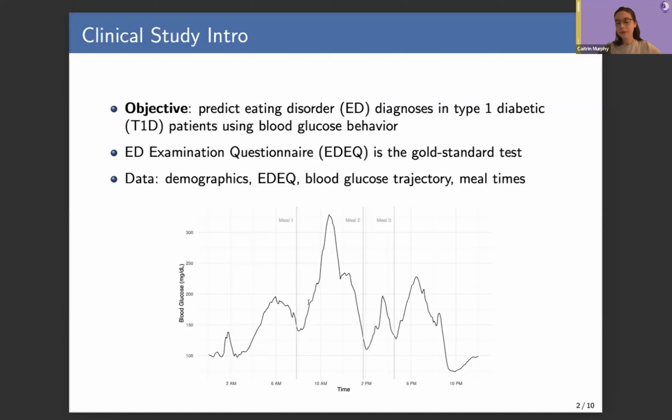So back to the study, when patients were enrolled, their demographic information was collected, everyone took the EDEQ, and then they were given continuous glucose monitors, which measured their blood glucose trajectories over time. So this is our functional data, and this is the black curve we're seeing on the graph at the bottom. They're also asked to report meal times, and those are the gray vertical lines. So there's a natural spike in blood glucose post-meal. And this is an example of someone with just type 1 diabetes.